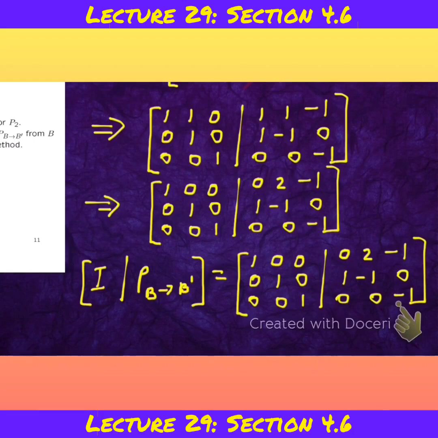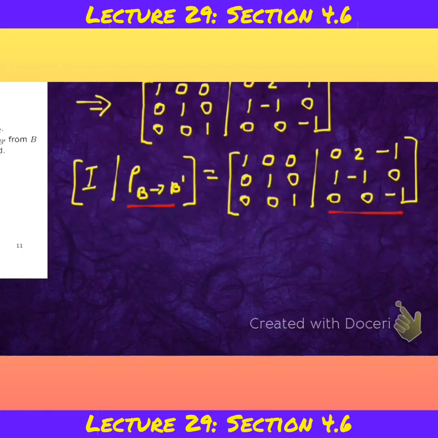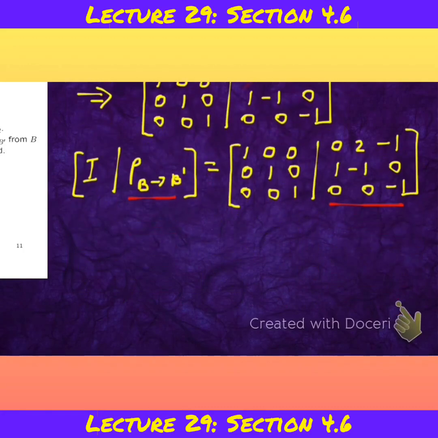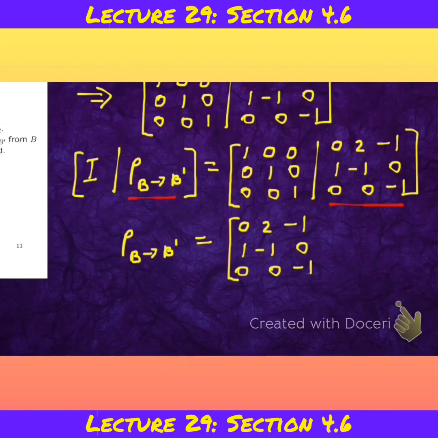Okay, so clearly you can now read off the change of basis matrix from B to B prime, which is that one there. Okay, so by our Gauss-Jordan method, the change of basis matrix becomes, okay, so that's our change of basis matrix from B to B prime.